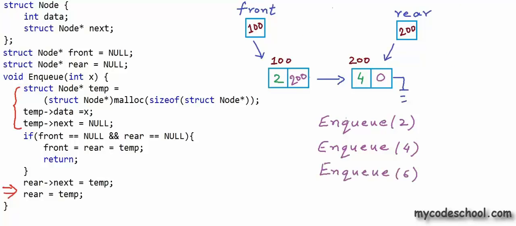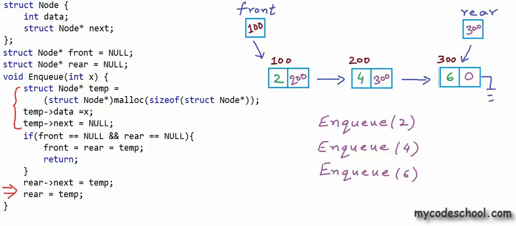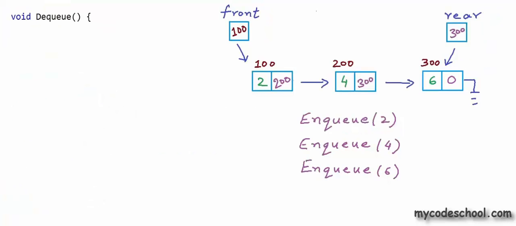Let's do one more enqueue. Let's enqueue number 6. Let's say we got our new node this time at address 300. So this is how our queue will look. Okay, let's now write the dequeue function. In the dequeue function, I'll first create a temporary pointer to node in which I'll store the address of the current head or current front. Let's say for this example at this stage I'm making a call to the dequeue function.